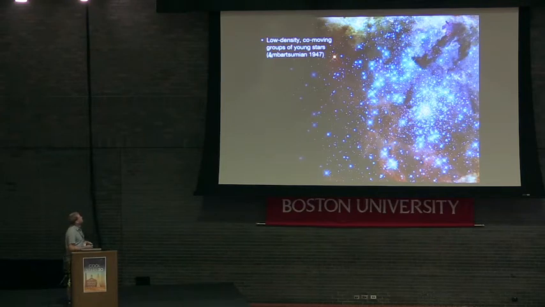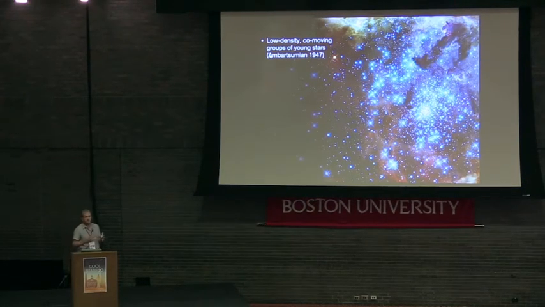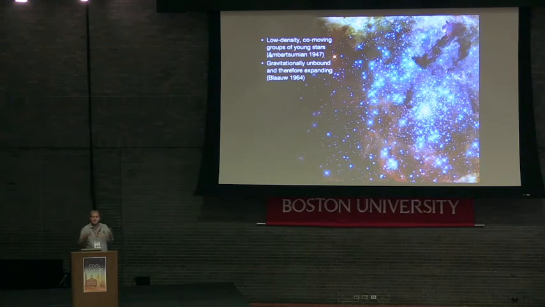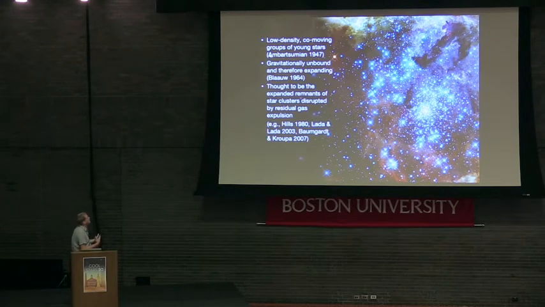So starting with a very quick introduction, OB associations are low-density groups of young stars originally identified because they were co-moving. They are gravitationally unbound and therefore expected to be in the process of expanding. Based upon that, people have in the past thought that they have probably expanded, and therefore would be the expanded remnants of star clusters, potentially disrupted by processes such as residual gas expulsion.